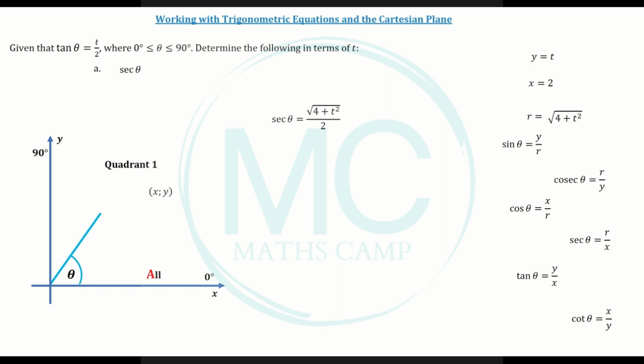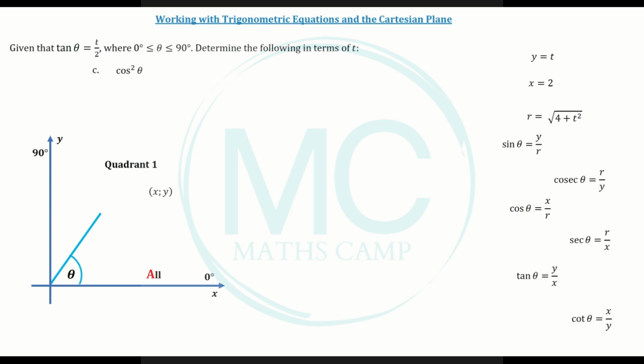Let's move on to part B. Determine the value of cot theta. We can see that cot theta is equal to x over y. In this case, x is 2 and y is t. So we can say cot theta is equal to 2 over t. Now we can move on to part C.